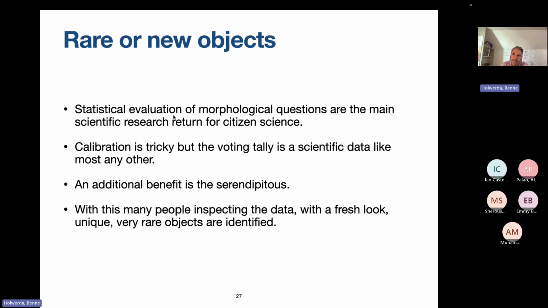So you can do statistics on this, right? So it feels like, oh, great, I can see how common a certain morphology is, or how common three-armed spirals are. But that feels very broad, right? That's all over the whole population. Statistical evaluations are great. That's the main scientific return. But you can also find something really, really weird. And with this many people looking at it, and coming to it with a fresh perspective, they find some truly rare stuff.